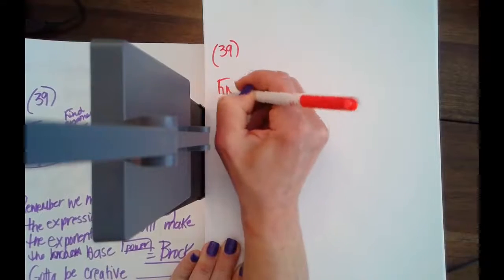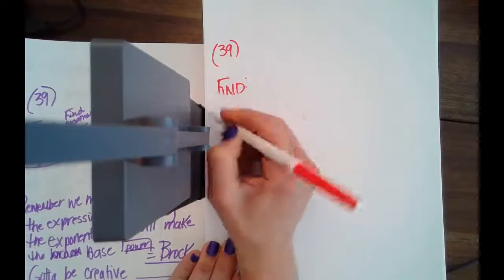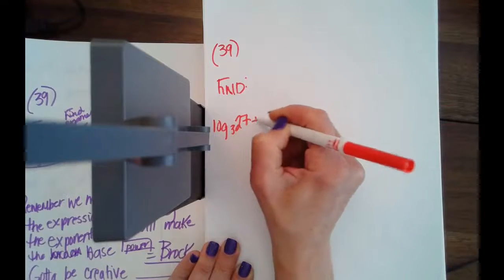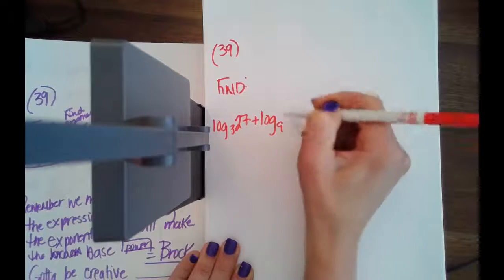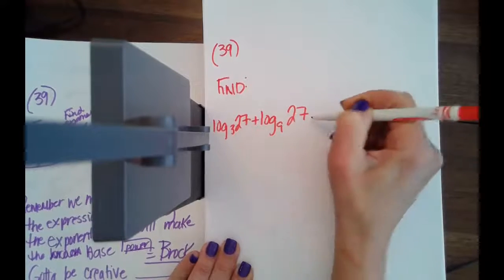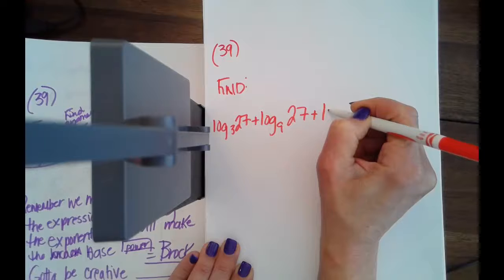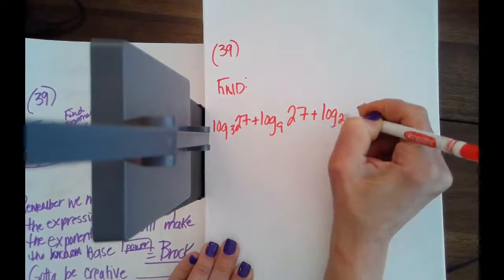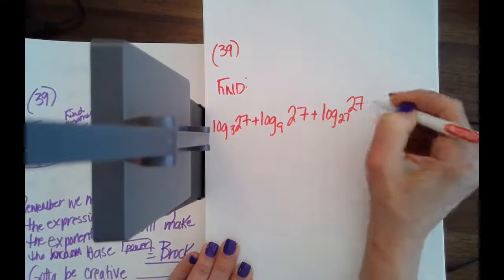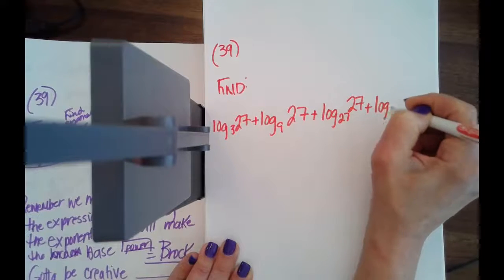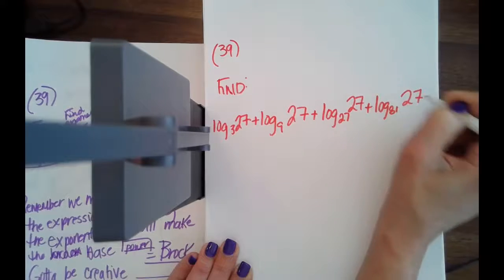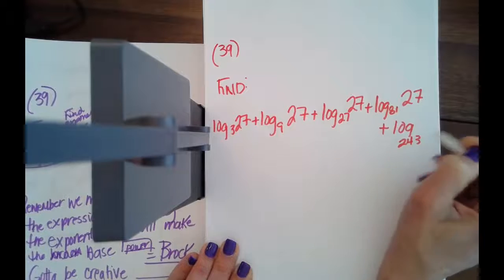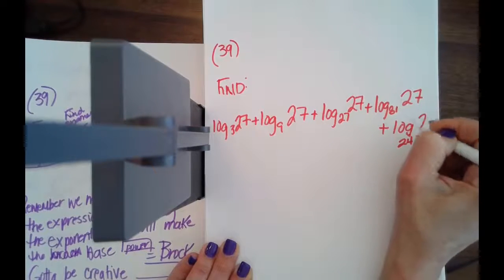Find, and they gave us a long string of expressions. So we have log base 3 of 27, plus log base 9 of 27, plus log, I think I forgot one. It's log base 27 of 27, plus log base 81 of 27, and then plus log base 243 of 27.